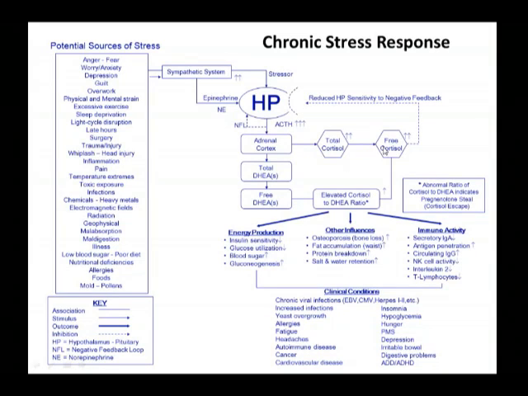Cortisol has a regulating function over the immune system, controls inflammation, and a whole host of other things, which I'll show you here in a second. Normally what should happen is when our cortisol is produced, it'll feed back to the brain and say, okay, we're cool, we don't need any more cortisol.